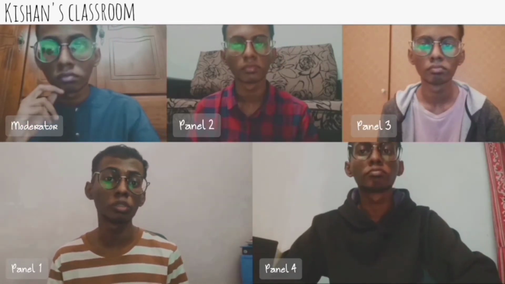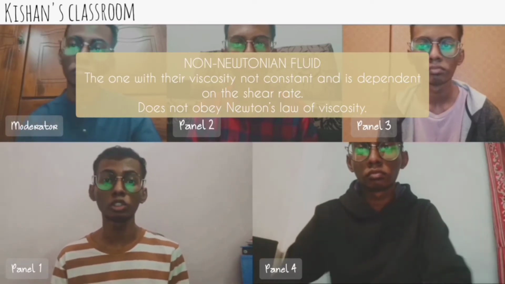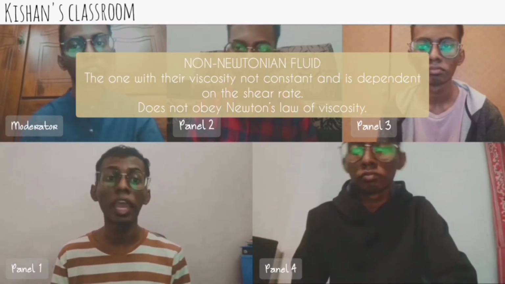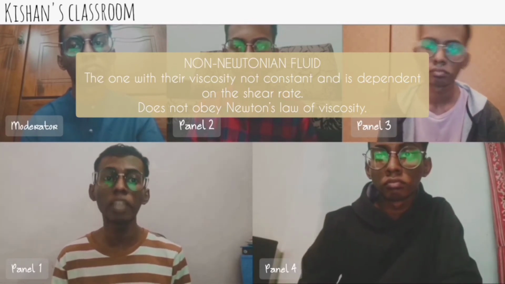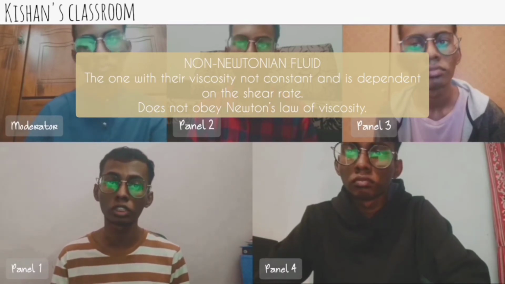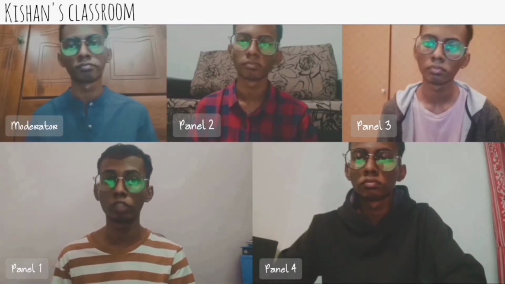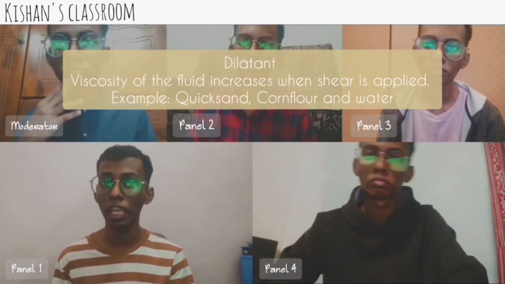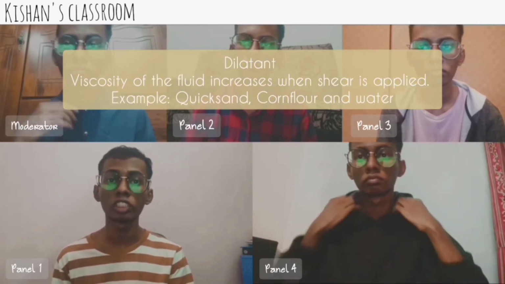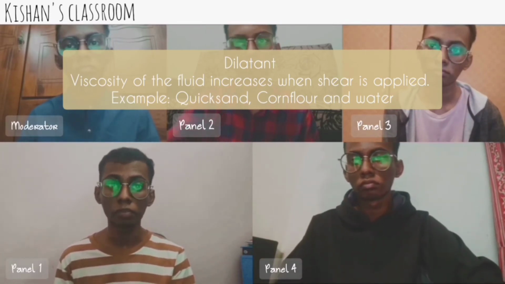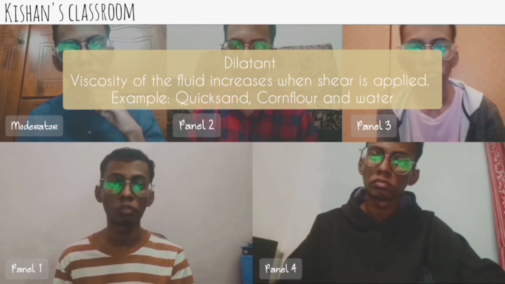Now we can move on to non-Newtonian fluid. Non-Newtonian fluid is the one with the viscosity not constant, and is dependent on the shear rate, and it also does not obey Newton's law of viscosity. So the behavior of the fluid can be described one of 4 ways. The first behavior is dilatant, which is the viscosity of the fluid increases when shear is applied. For example, quicksand, corn flour, and water.